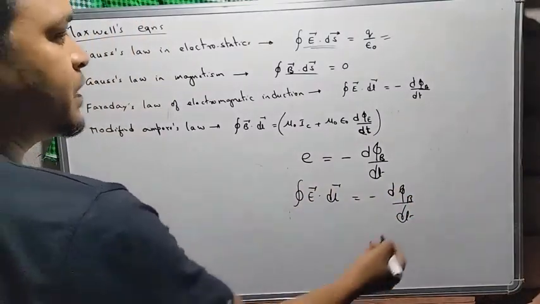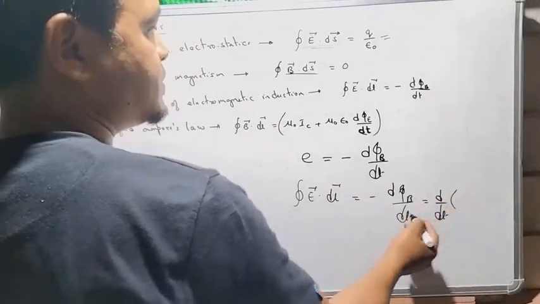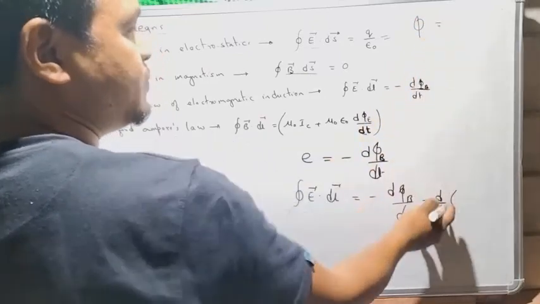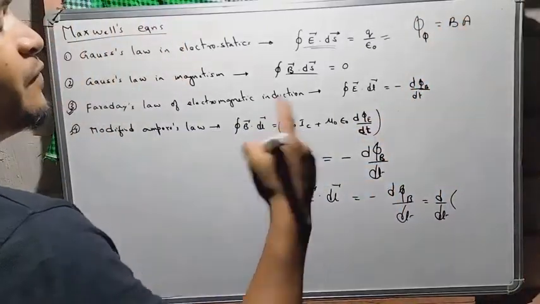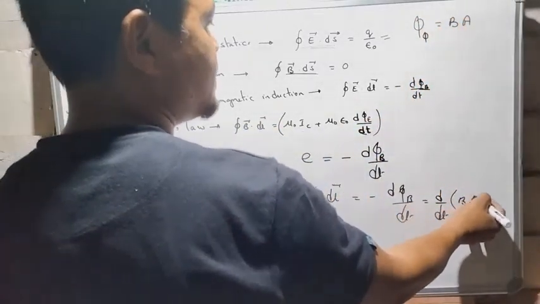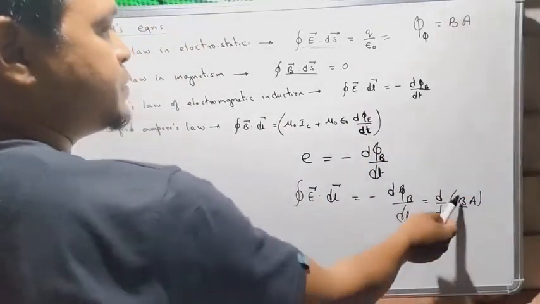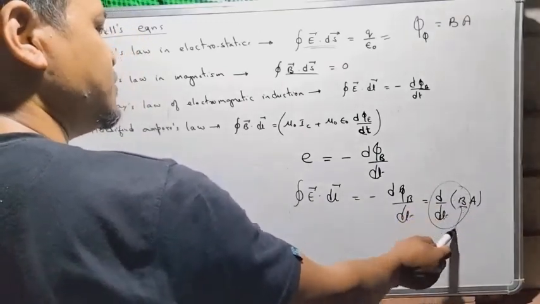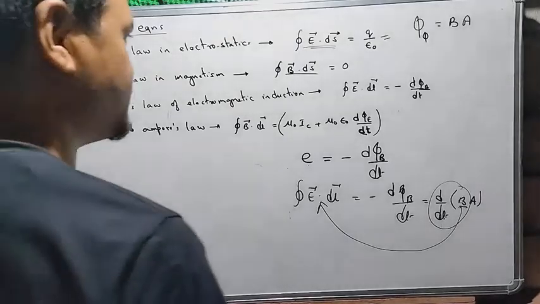Now for phi b, I will write phi b is equal to B times A, magnetic field times area. So here what we see is d dt of B. It means the magnetic field is changing with time. So when the magnetic field is changing with time, then you will get what? An electric field. So this is the meaning of Faraday's law of electromagnetic induction.